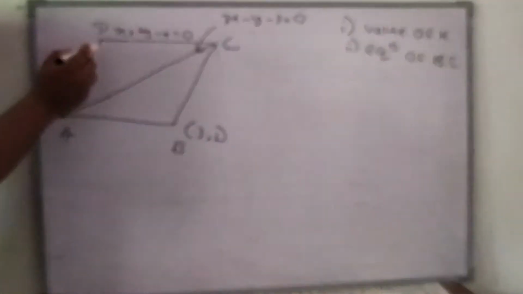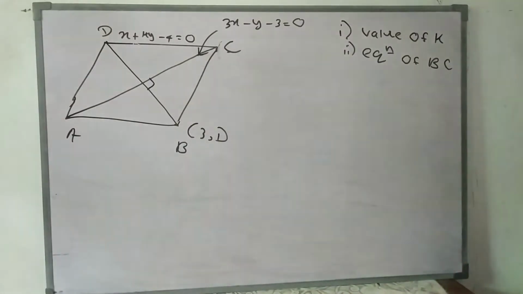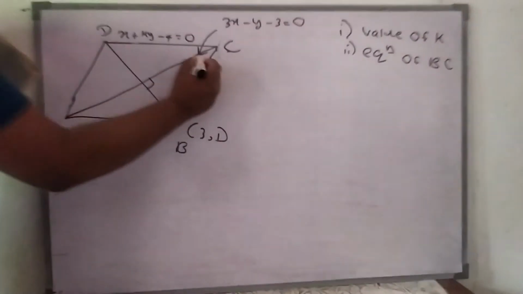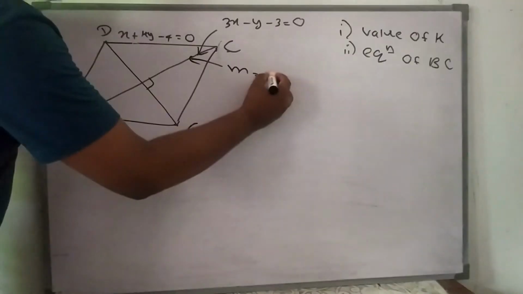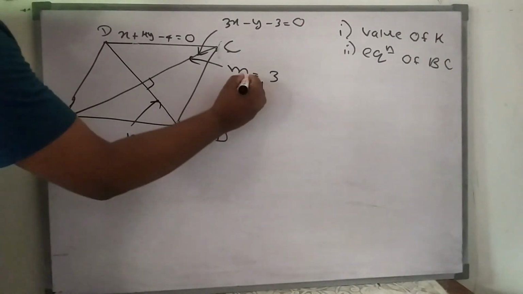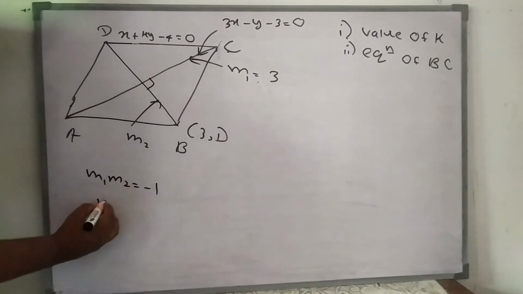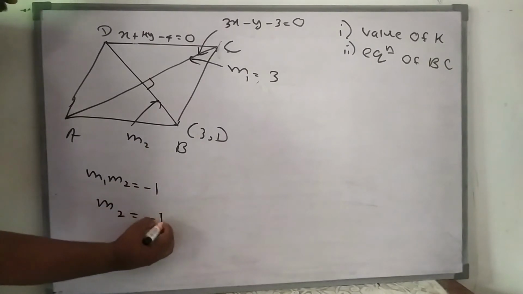So you know this BD and AC are perpendicular to each other because of the rhombus, right? So this gradient, which is 3, right? This is m1, this is m2. Then m1 into m2 will be minus 1. m2 is minus 1 over 3.